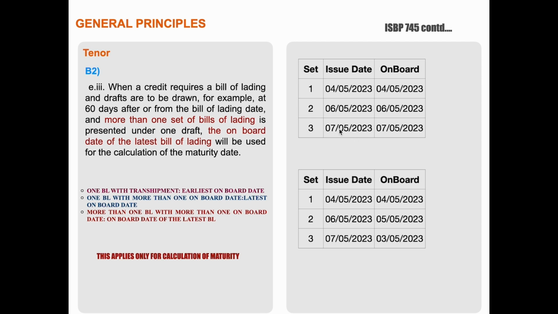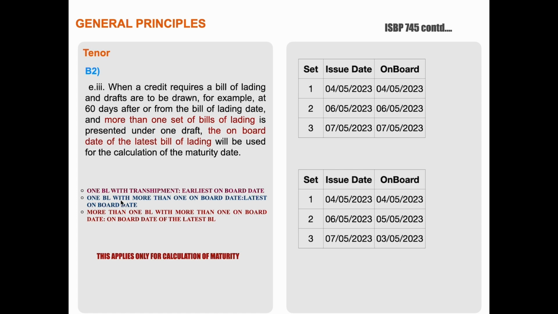What if the first set states 4/5, both issue date as well as onboard date are same, and the second set states issue date is 6/5 but it indicates the onboard date as 5/5, and the third set is issued on 7/5 but it states the onboard date is 3/5. Tell me which onboard date we will consider as the date of shipment. We have to consider 3/5 as the date of shipment because this is the latest bill of lading.